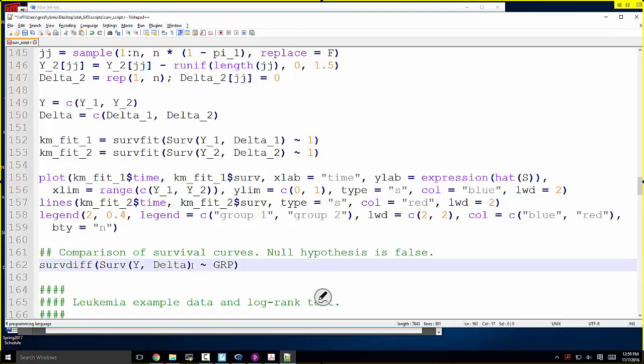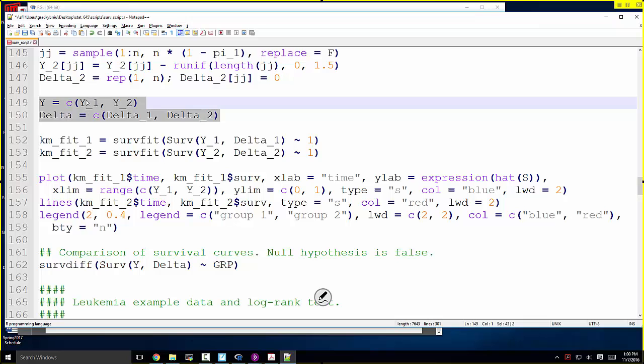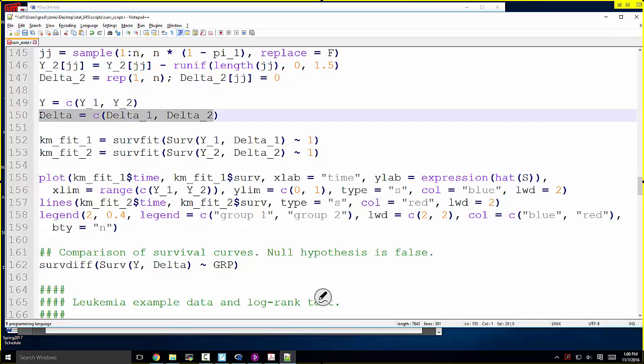I again need to wrap my censoring times and censoring indicators into this capital Surv object. Notice that what we did up above, I didn't emphasize this a moment ago, was put all of the event times into one object. I have the 100 from comparison group 1, followed by the 100 from comparison group 2. And similarly, we have all 200 of the censoring indicators concatenated together.